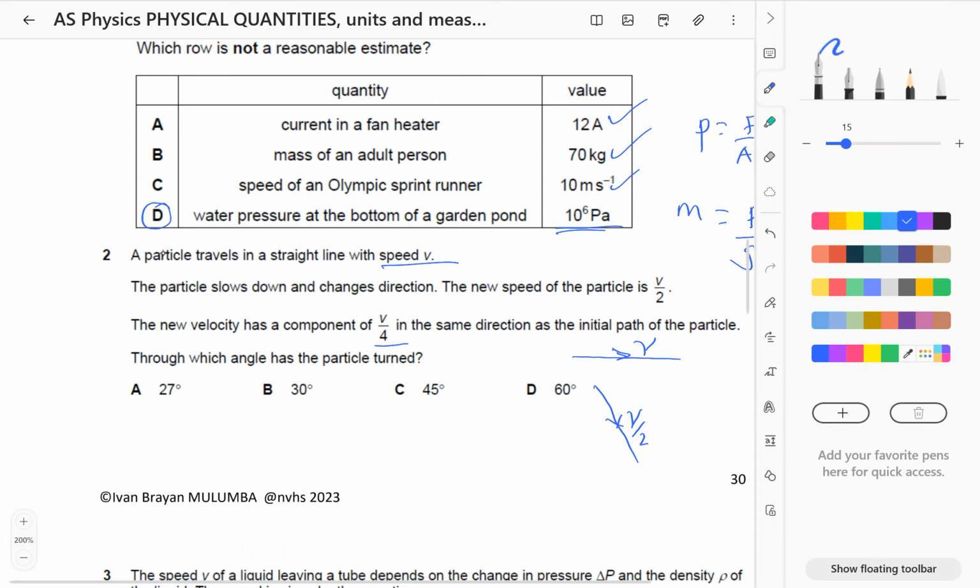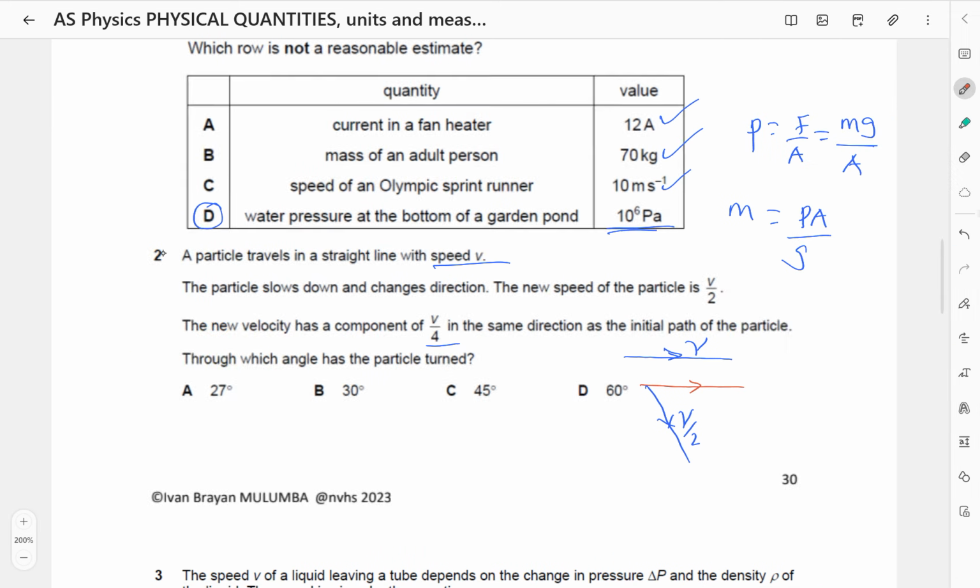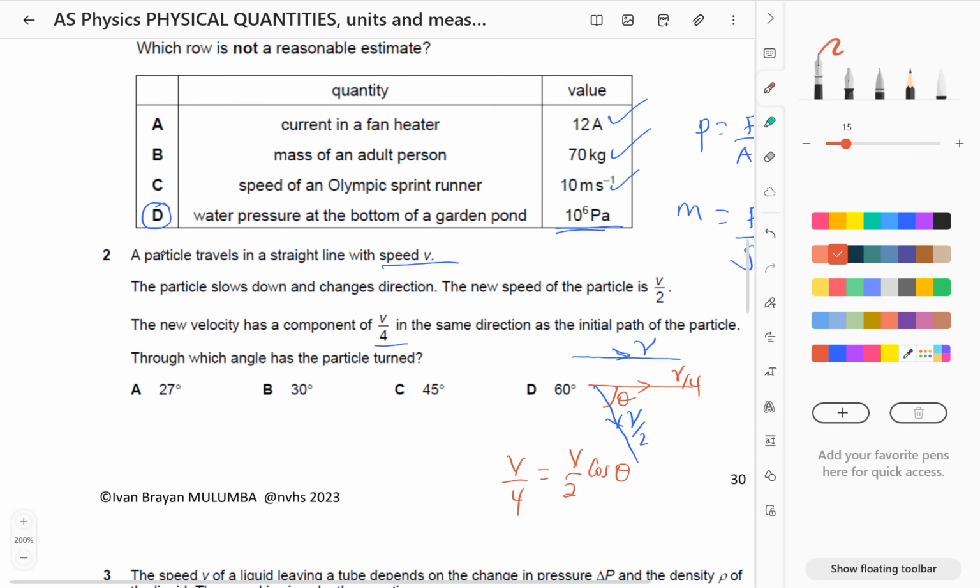I'll change the color. This one has a component in the horizontal, in the initial direction, and the component here is v over 4. So this is the angle theta. So v over 4 is the component. That is after resolving v over 2. So it means v over 4 must be equal to v over 2 cos of the angle theta, because it must have changed through that angle.